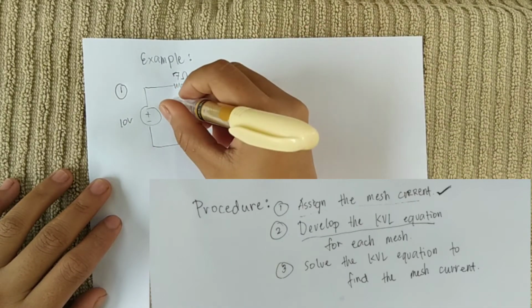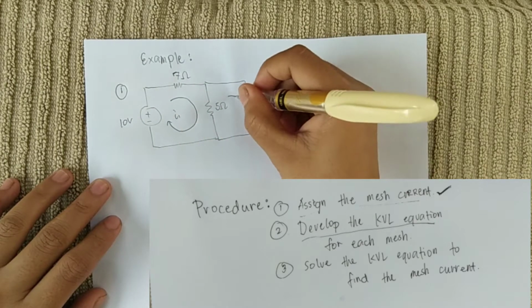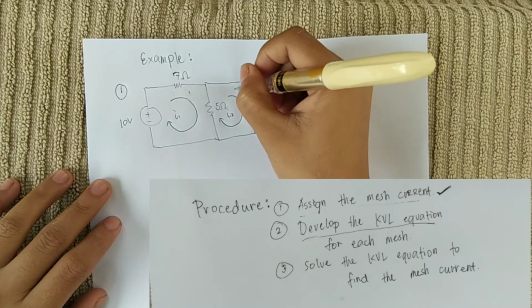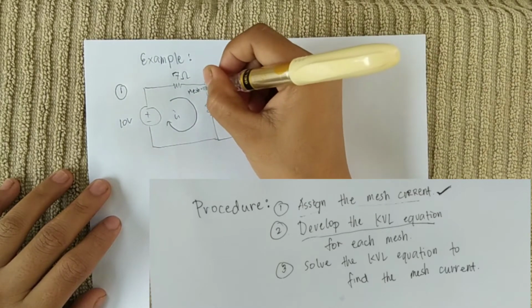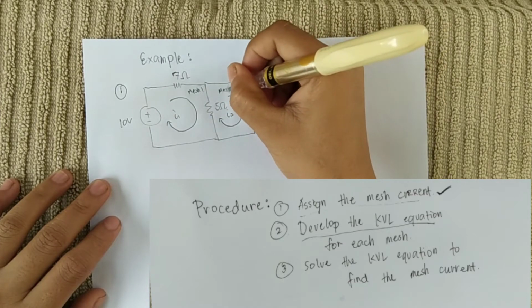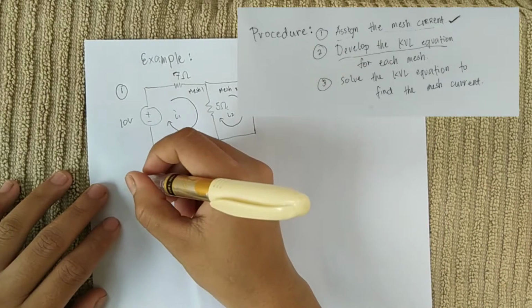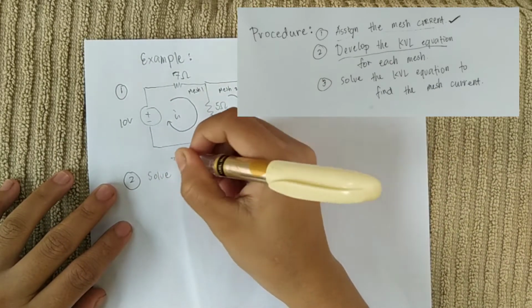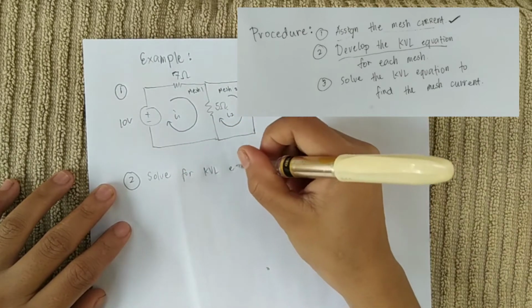First, assign the mesh current or the loop. We're going to write the first loop, which is I1. Then the second loop is I2. This is what we call, tinatawag natin na mesh 1 at mesh 2. Then the second step is to develop the KVL equation, or the Kirchhoff's voltage law.